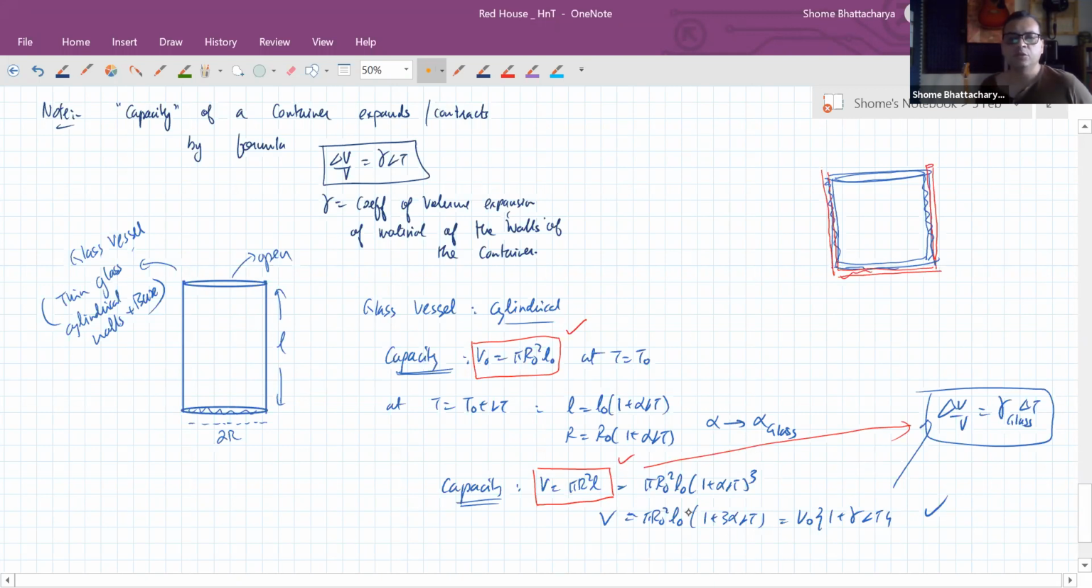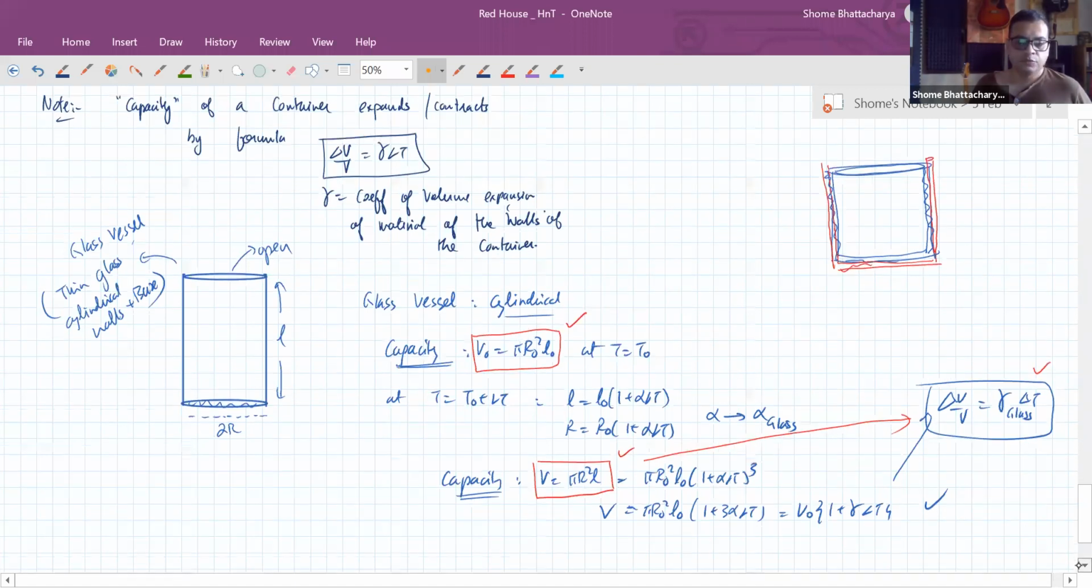So this will be according to this principle. Okay. So I've shown it to you by calculation here, but actually that was not required because you're just using the concept that the cavity will expand in the same way like the solid material that you removed to create it. So you removed a solid cylinder of glass of this much volume to create that cylindrical cavity, which is basically the capacity of the vessel. So that capacity will expand according to this formula. Okay.